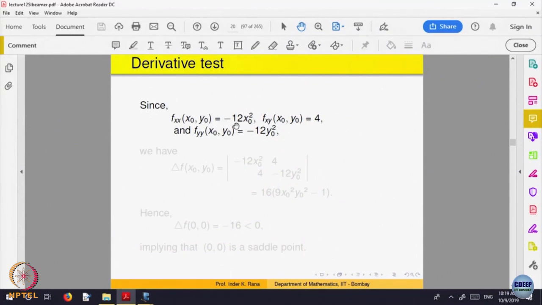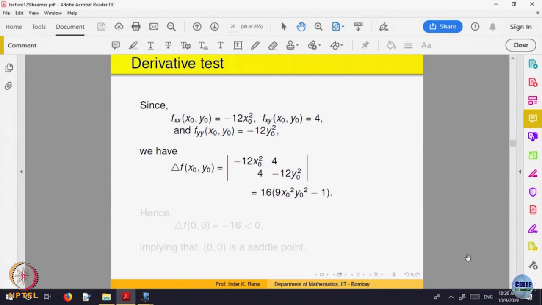Let us try to see whether the test is applicable or not. Let us compute the discriminant. If you find the second derivatives, fxx is -12x^2 and fxy is 4. That gives me the discriminant at any point. Now we have to compute it at the points separately, for (0,0), (1,1) and (-1,-1).